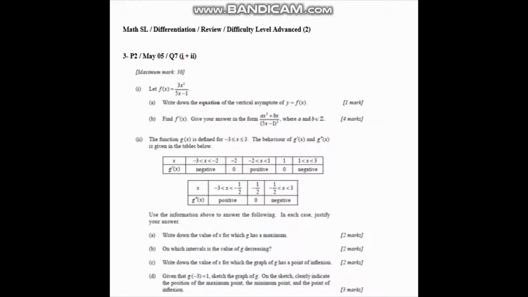So I am told that f of x equals 3x squared over 5x minus 1. I want to write down the equation of the vertical asymptote of y equals f of x. Obviously, the vertical asymptote has to do with the values of x that would make this function not work. And since this function is a fraction, I cannot have 0 in the denominator. So the vertical asymptote exists at the value of x that makes this denominator 0.